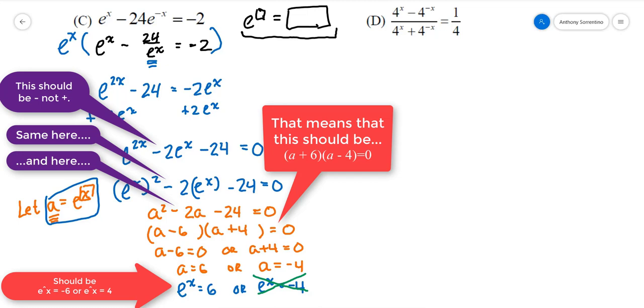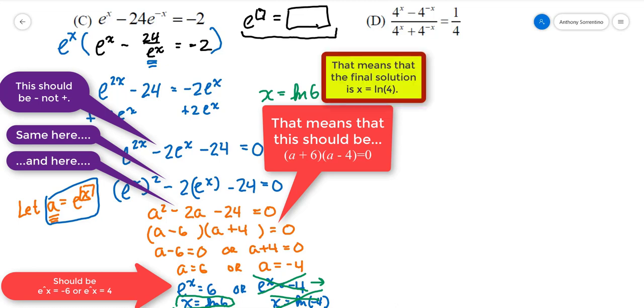If you didn't see it there, the next step we would do is turn this into a logarithmic statement. This one here would be x equals the natural log of 6. This one would be x equals the natural log of -4. And again, we can't do that one either, because we can't take the natural log of -4. So this is the one and only answer here. And so I could say that x equals the natural log of 6.